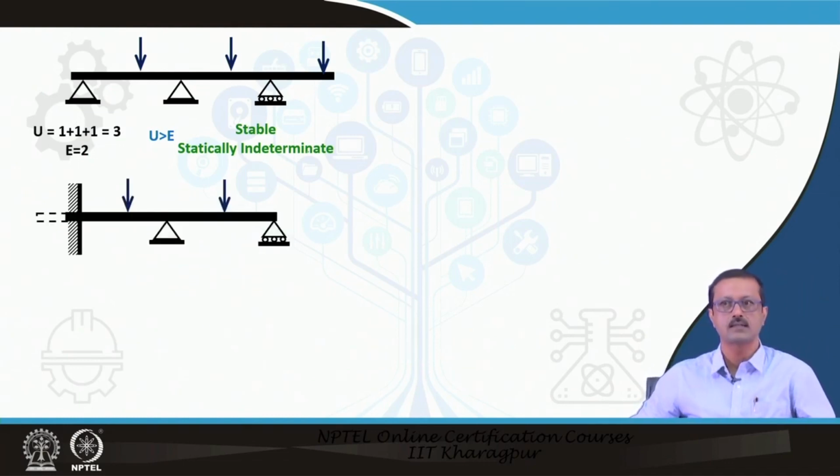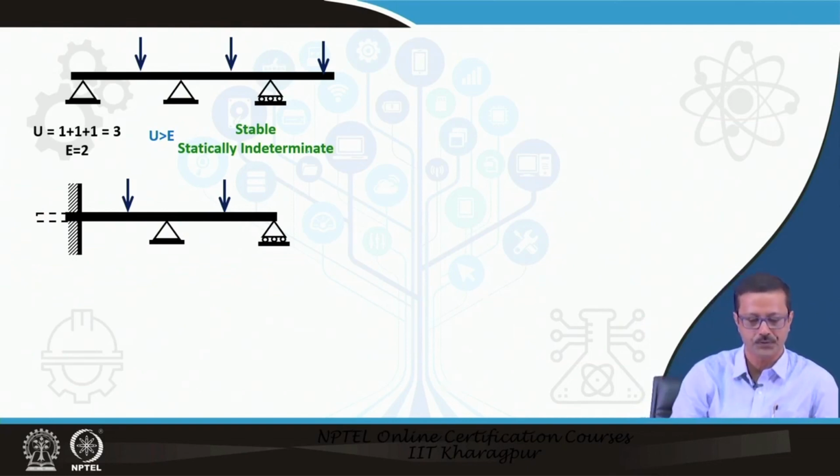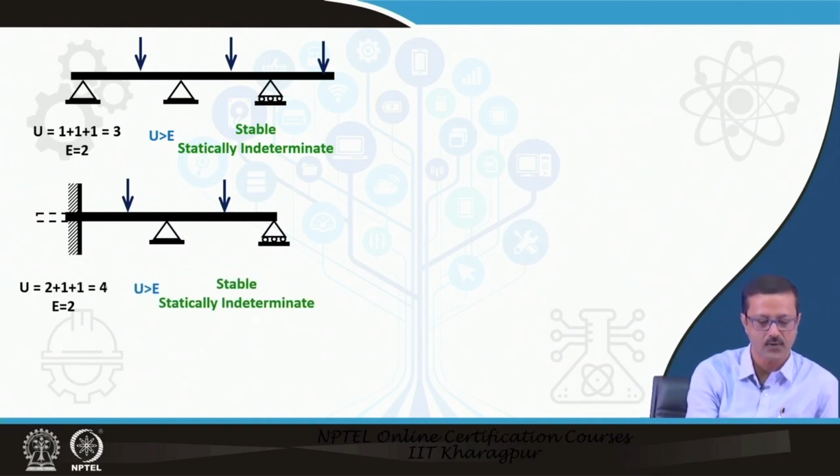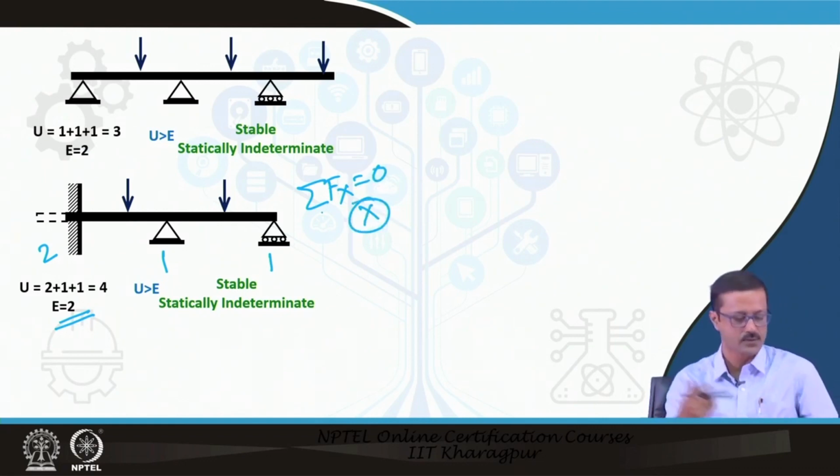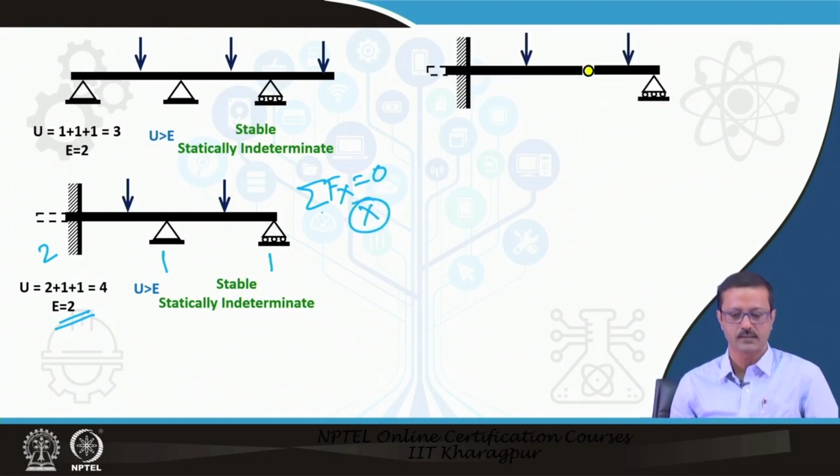Next is a cantilever beam with 2 props. There are 4 unknowns, 2 from here, 1 from here and 1 from here, so I will write 2, 1 and 1. The equations are 2, because I am not taking summation Fx equal to 0, since I am not considering any inclined force. It is also a statically indeterminate beam.